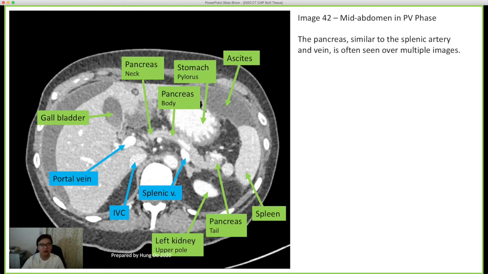This is the aorta, the splenic vein. Now remember, because it's a vein, it must cross the midline. In this case, instead of going to the IVC, it will go to the portal vein, or it will confluence with the portal vein.